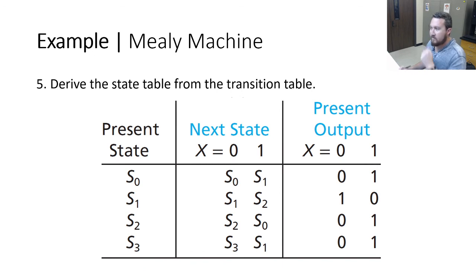And if we see what they gave us, that's what we got here, right? So if x is equal to 0, then the state never changes. And if x goes to 1, then the state progresses along. 0 goes to 1, 1 goes to 2, 2 goes to 0, and 3 goes to 1. And then the output is what the output is. Any questions about how we derived this table?